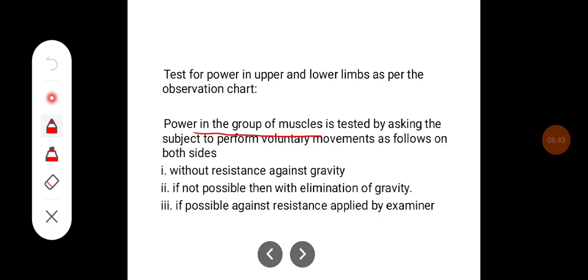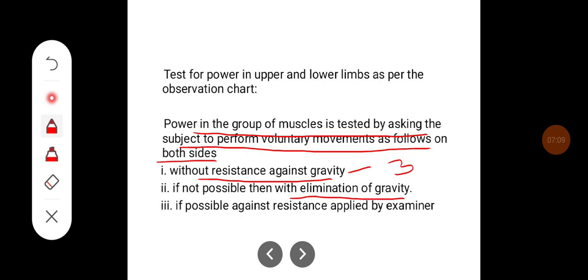The power in the groups of muscles is tested by asking the subject to perform voluntary movements as follows on both the sides, as I told. First, the power has to be tested without resistance but against gravity. That means he has at least grade 3 power. If not possible, then test with the elimination of gravity, where the grade will obviously be 2 or less than 2. If it is possible, resistance should be applied, so then it should be more than 3, that is 4 or 5.